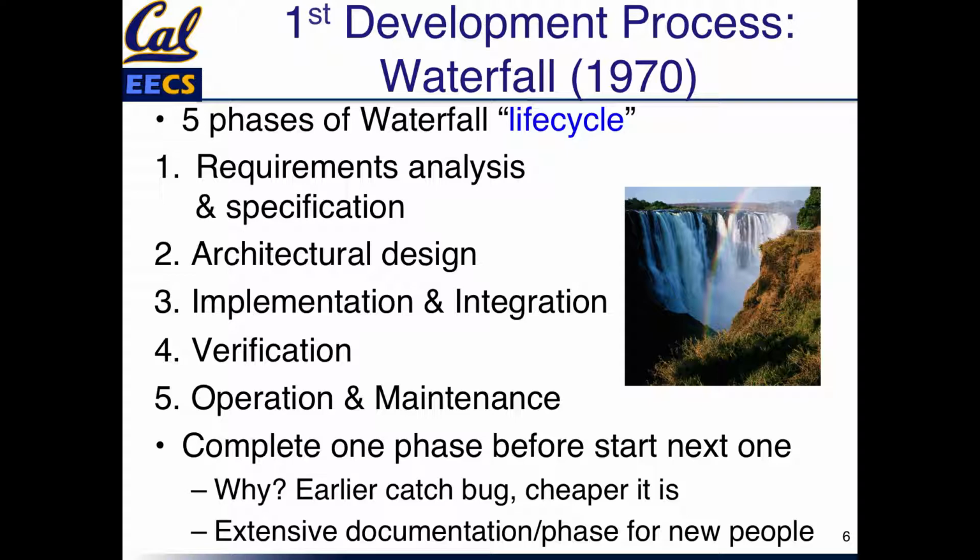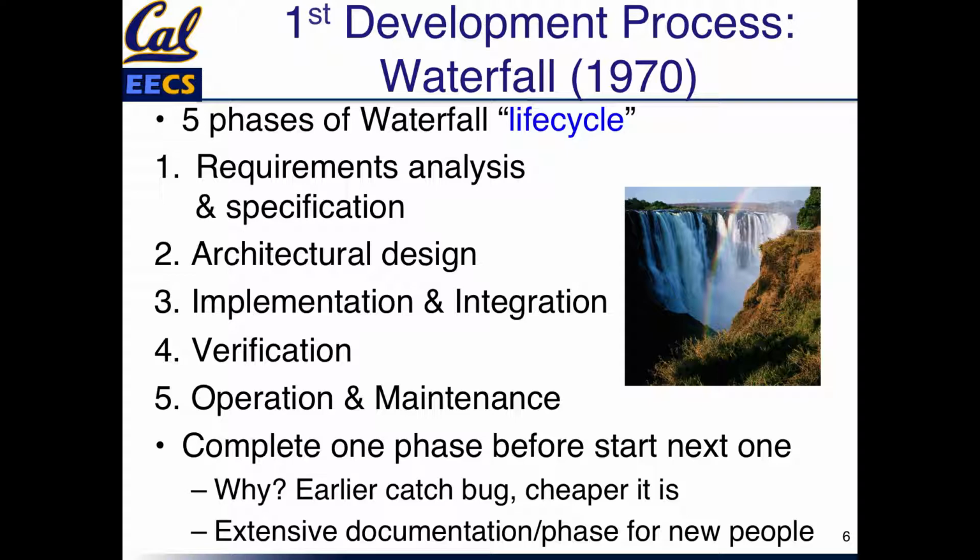So the first example of this has become known as the Waterfall process, which came out right as the term software engineering was first coined. And the idea was to have 5 explicit phases. And so rather than calling it a software development process, it's also called a life cycle. So this Waterfall software development process or life cycle.